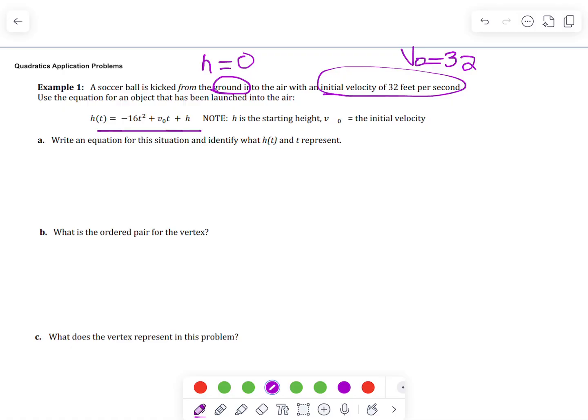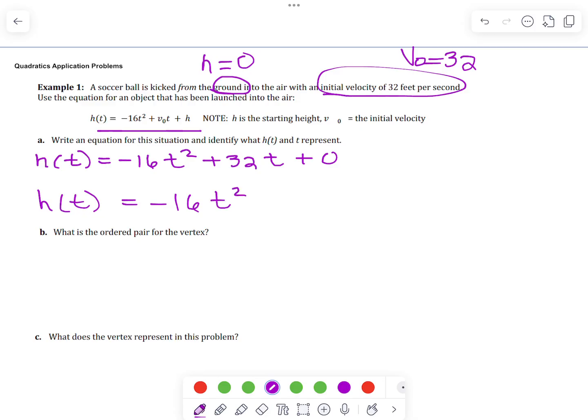We're going to go ahead and substitute in h of t and then -16t squared. The v0 will be 32t, and then the h0 will be 0. So then we would substitute those two numbers in, and then you can drop that 0. So h of t will be -16t squared plus 32t. And that is our function.